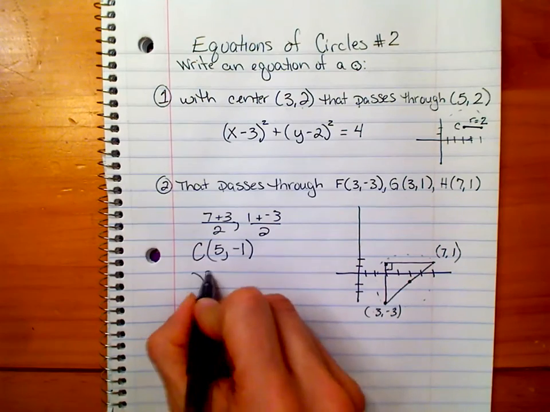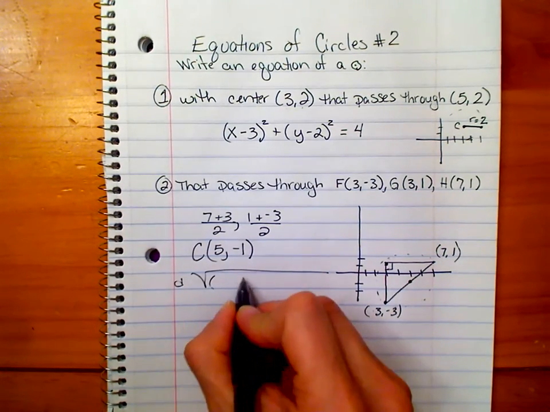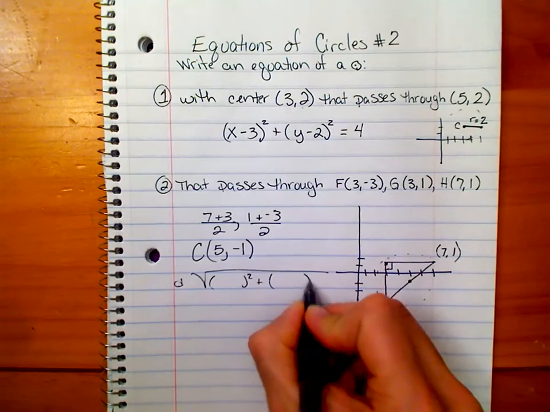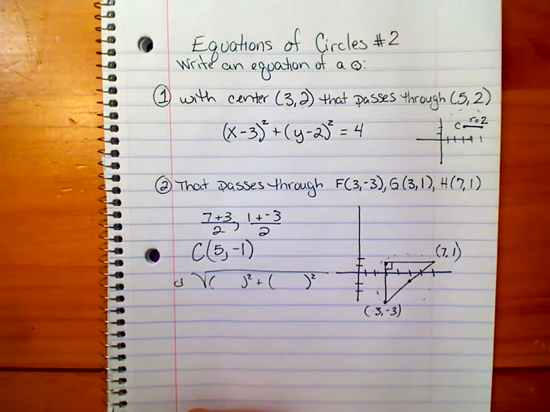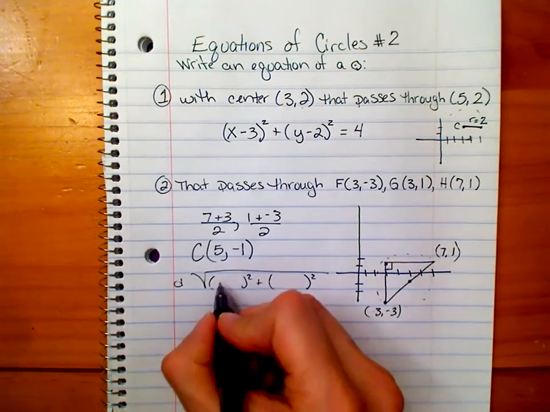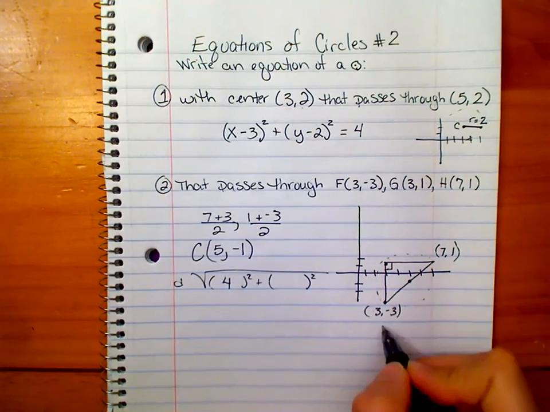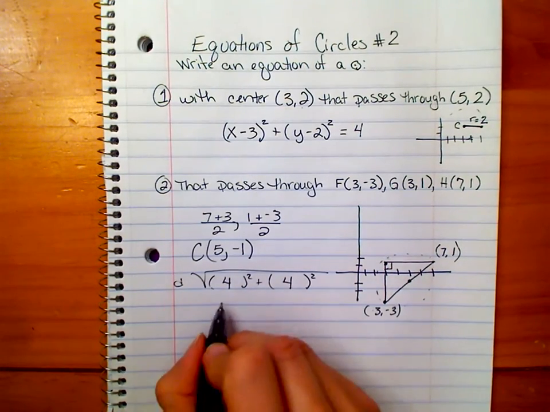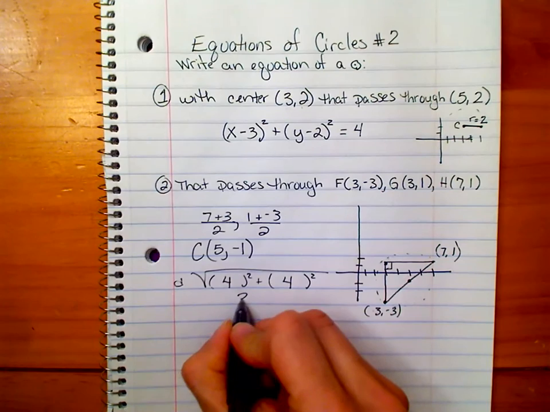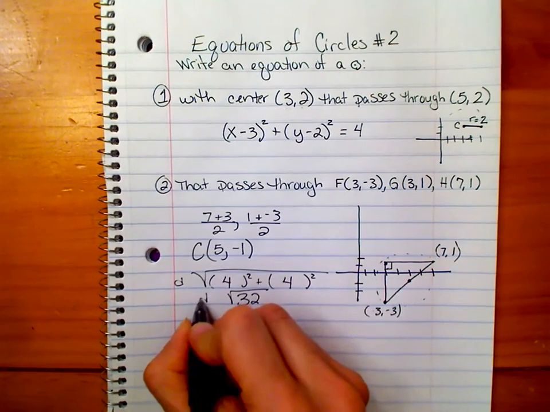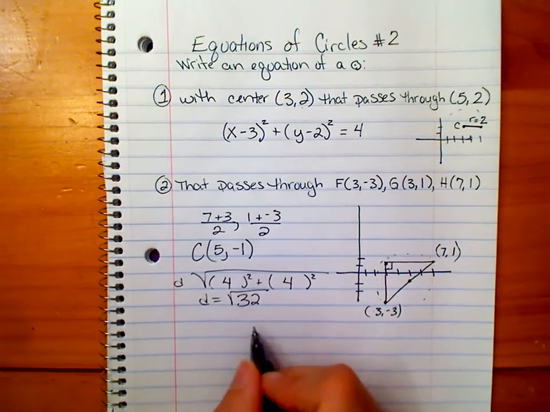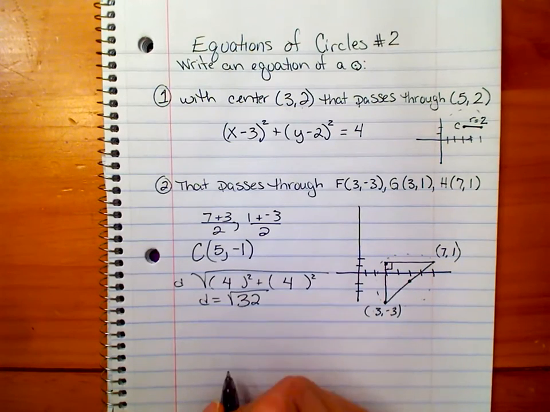Now the distance formula says that you take the difference of the x's and the difference of the y's and square them. So 7 minus 3 is 4. 1 minus a negative 3 is 4. So we have 16 plus 16, which is 32. So the distance, or the diameter in this case, is the square root of 32. So half of that is going to be the radius.